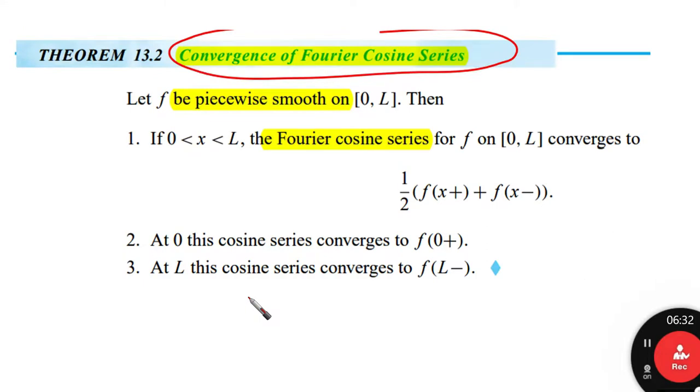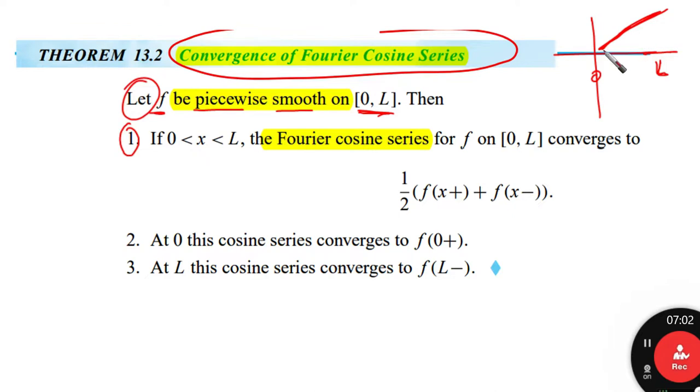We want to know what is the convergence of Fourier cosine series when we are using cosine only. If we say that our function is piecewise smooth, as we said before, on this interval 0 to L, meaning something like a piecewise continuous function from 0 to L, then first of all, inside the interval, when x is between 0 and L, the Fourier cosine series for this function on this interval converges to what?